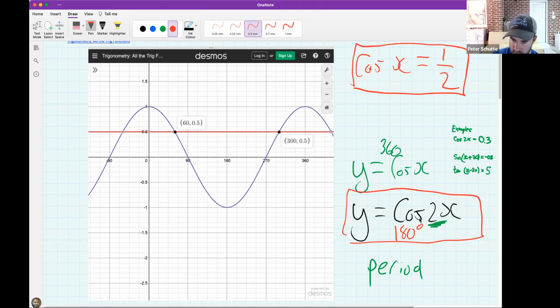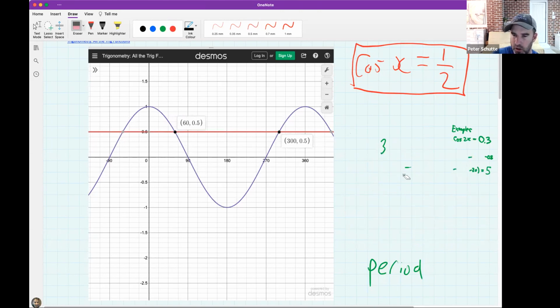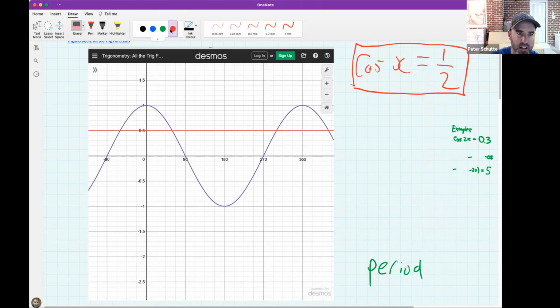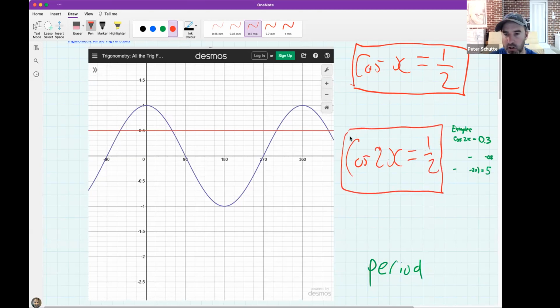But what happens if instead of having the equation cos x equals a half, I now have the equation cos of 2x equals a half? Apologies if I'm going a little bit too deep here, but I think it's good to look at this. Is my solution going to stay the same? I want you to think about that before I show you the answer. Do you think the answer is still going to be 60 and 300?